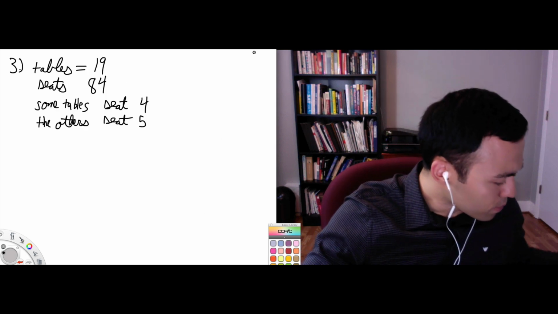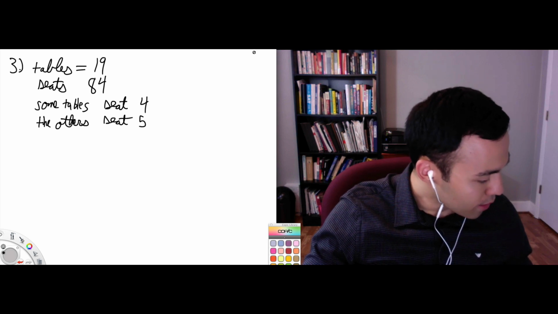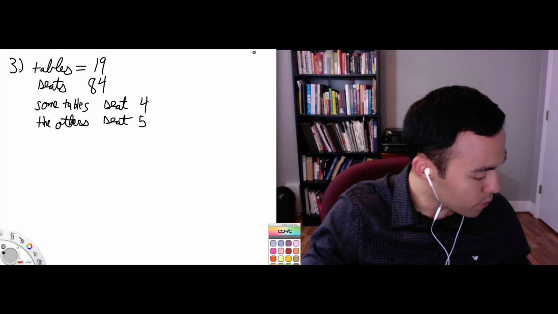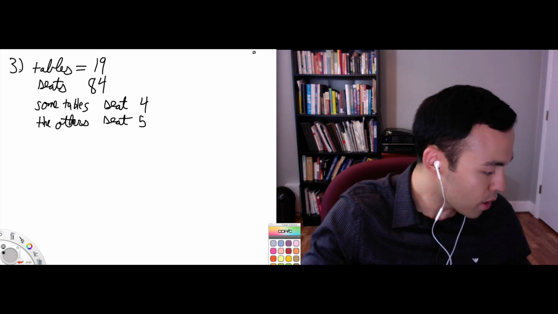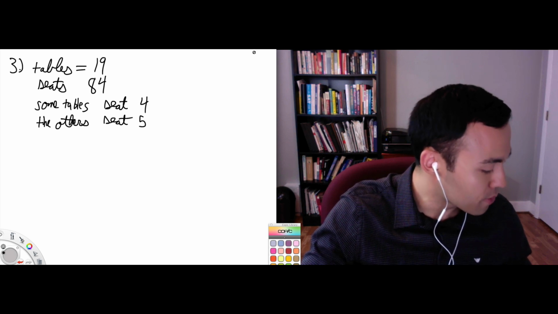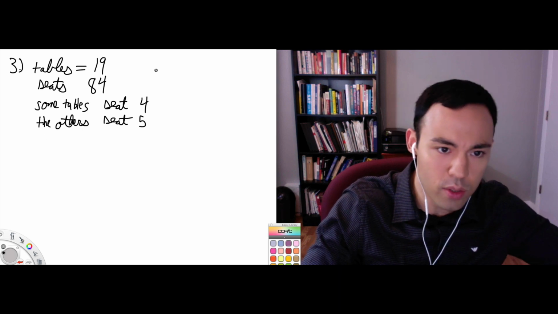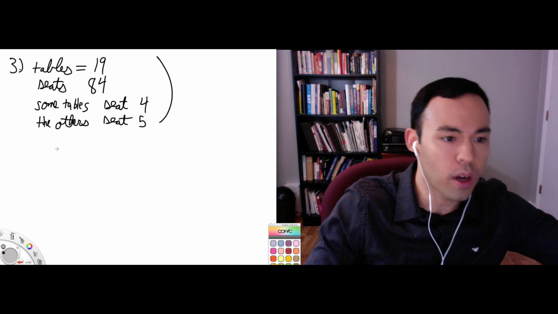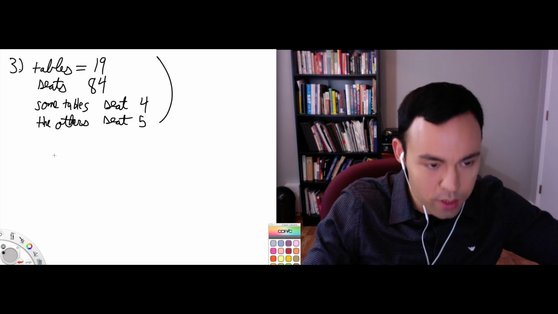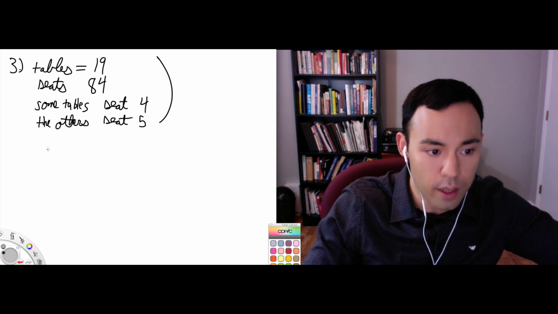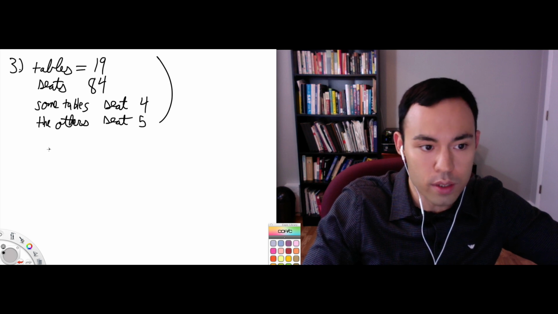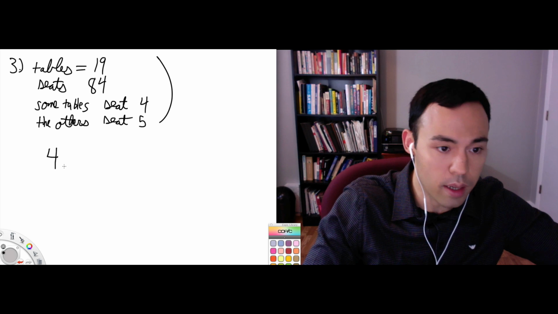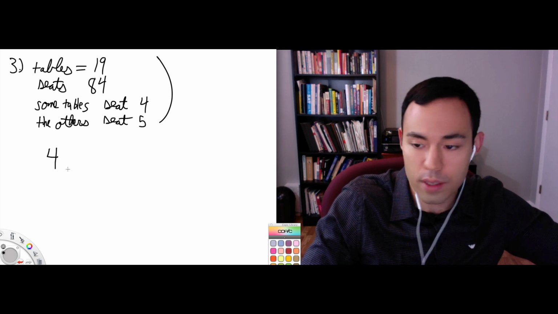So number 3, a restaurant has 19 tables that can seat a total of 84 people. Some of the tables seat 4 people and the others seat 5 people. How many tables seat 5 people? All right, so I wrote out the basic figures from this problem. This is the kind of question that you can turn into an equation with 2 unknowns. So we have some tables that seat 4 people.